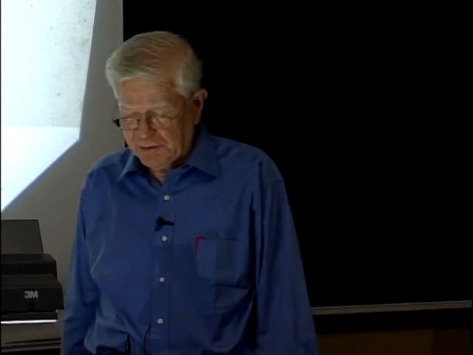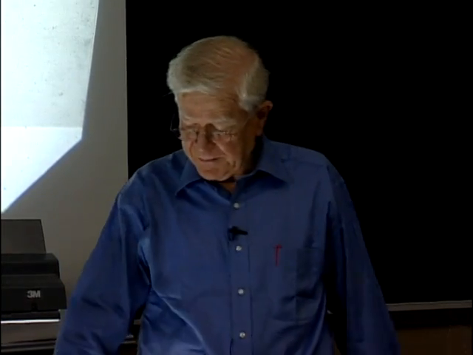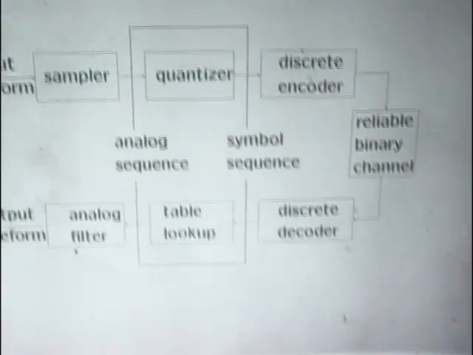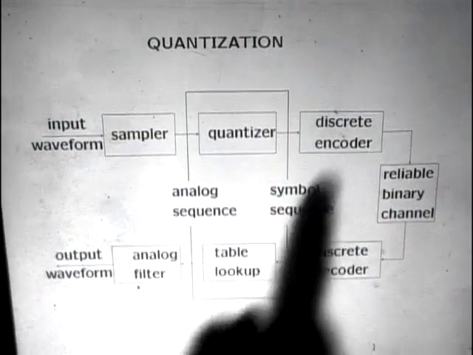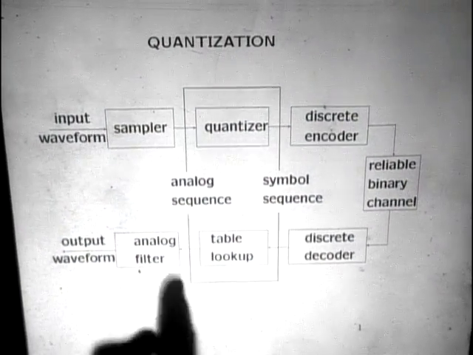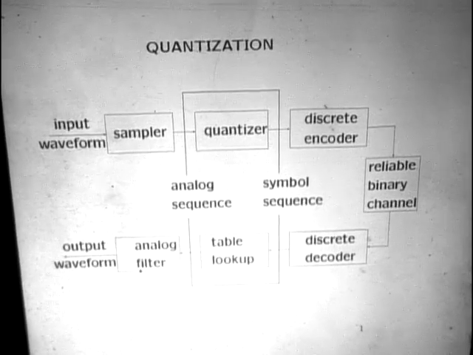Okay, so today we're dealing with these quantizer issues, and how do you take a sequence of numbers, turn them into a sequence of symbols. At the other end, how do you take a sequence of symbols, turn them back into numbers?